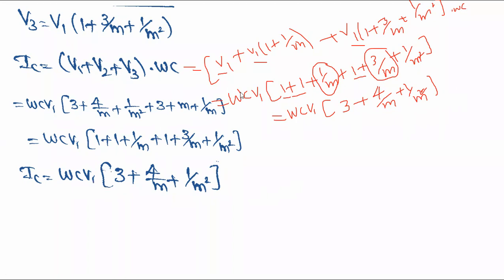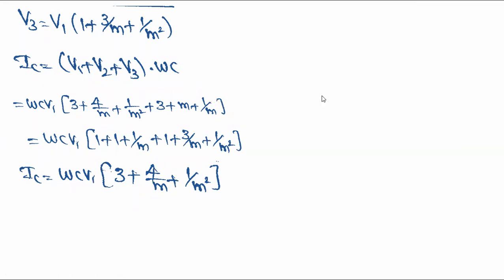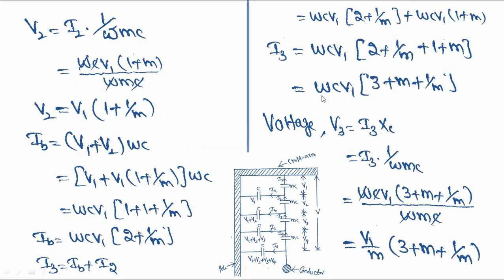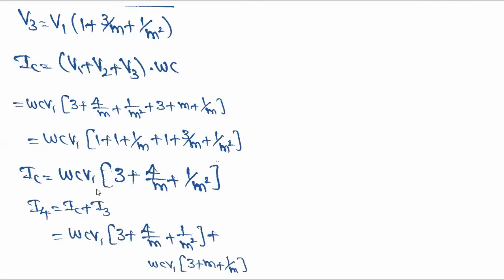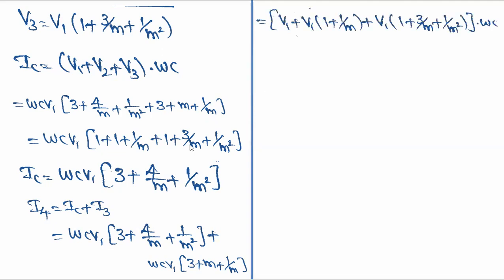Now we can apply Kirchhoff's current law. That is I4 equal to IC plus I3. What is the value of I3? WC V1 into 3 plus M plus 1 by M. What is the value of IC? WC V1 into 3 plus 4 by M plus 1 by M square. That is IC value plus I3 value. For both the terms you should take common WC V1.